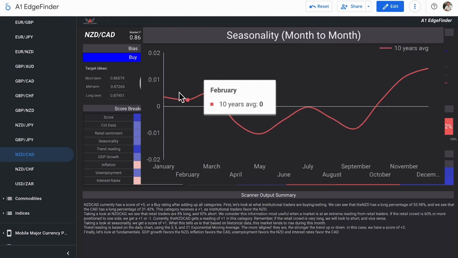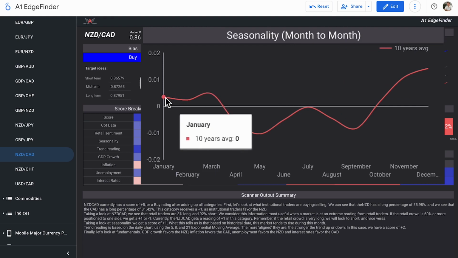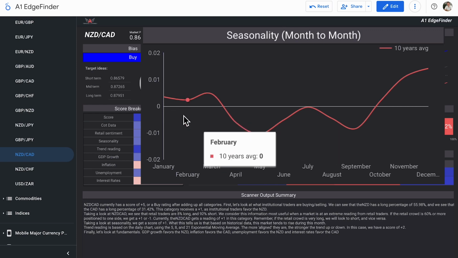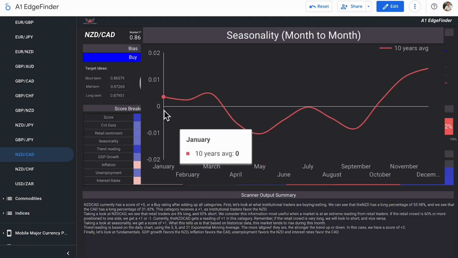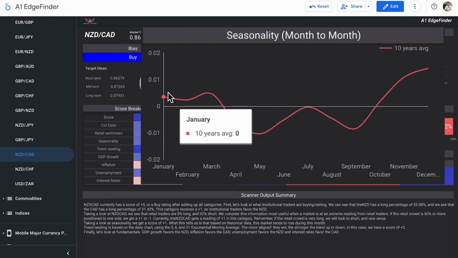So taking a look at this chart here, historically speaking, NZD CAD in the month of January is slightly bullish. When we take a look at our last 10-year average price points, it's just sitting barely above this zero or neutral line right here, meaning that throughout the last 10 years, NZD CAD in the month of January, historically speaking, does perform slightly better throughout the month. So price does typically tend to rise in the month of January, again, historically speaking.